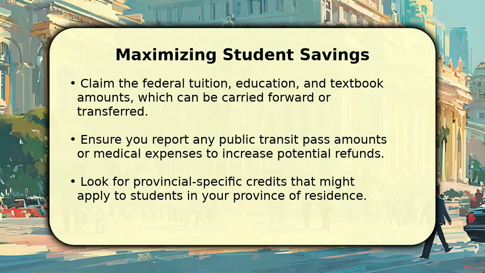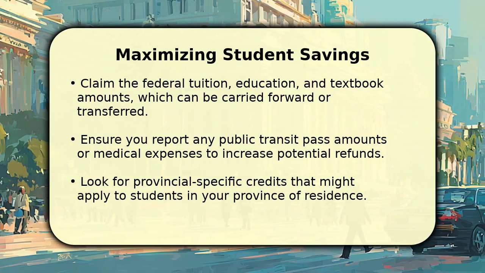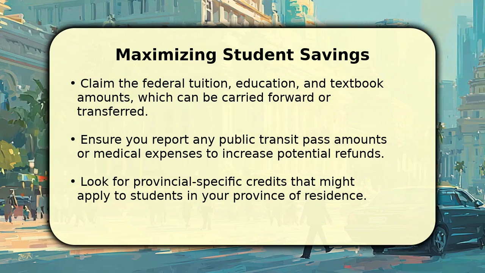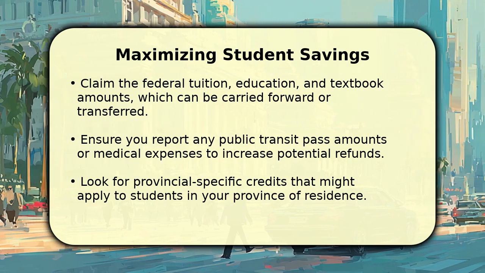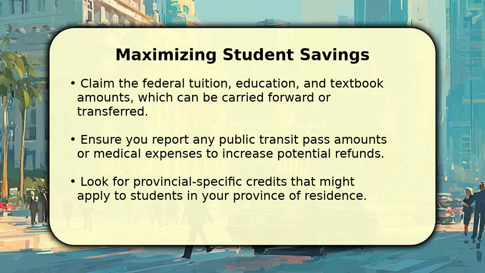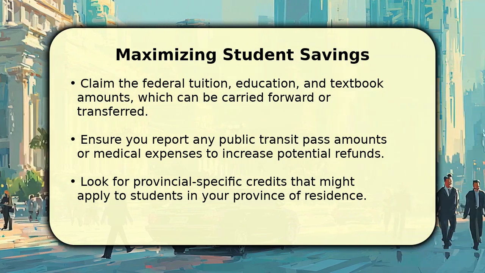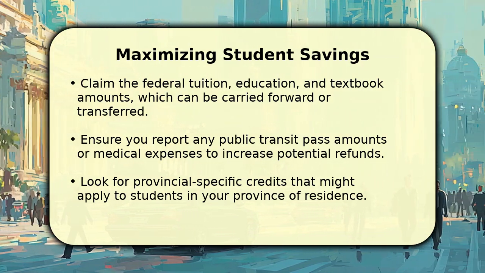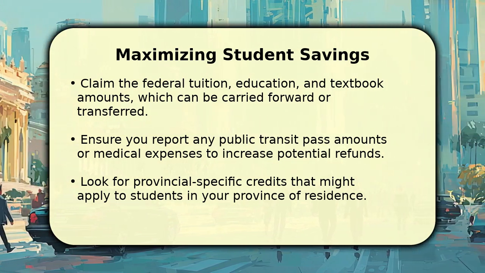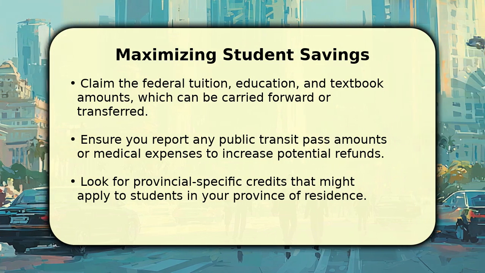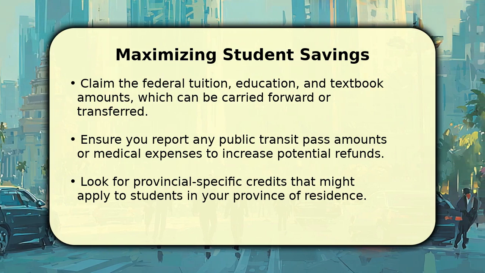Students have access to several valuable deductions and credits that can significantly reduce their tax payable or increase their refund. Always claim your tuition, education, and textbook amounts from your T2202 form. These can be transferred to a parent or carried forward to future years. Do not forget to include eligible medical expenses, even if they seem small, as they can add up. Also, check for any provincial tax credits specific to students in your area, as these can provide additional savings.